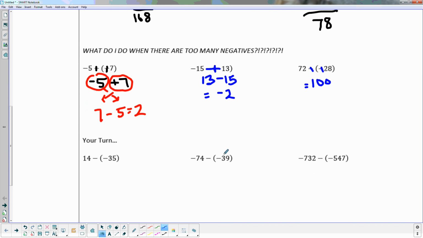Okay. So these next couple, same idea really. I want to add these. Okay, these two I want to add because it's just a double negative. And again, I just kind of have to think, well, what does 14 and 35 get me? Well, 4 and 5 is 9. 3 and 1 is 4. So I get 49 for an answer.